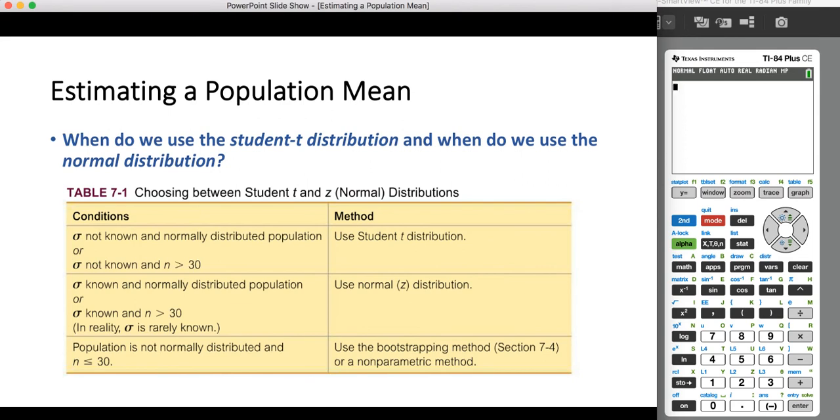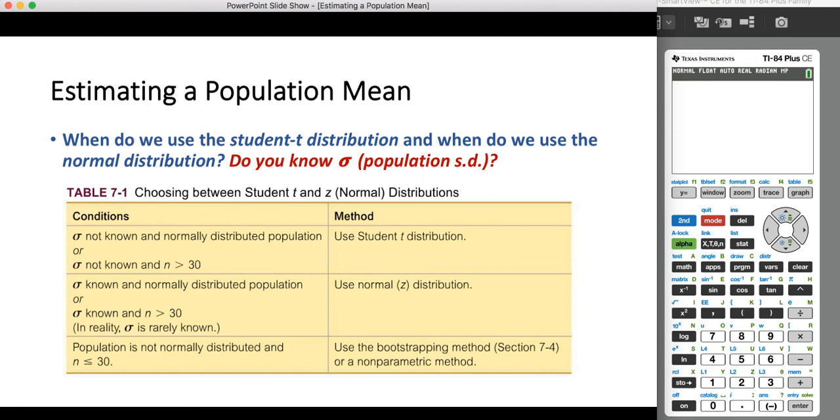Now, we've talked about the student t, and we've talked about the normal distribution already in this class. So when do we use the student t, and when do we use the normal distribution? This chart from your textbook explains it perfectly. Basically what you want to focus on is, do you know sigma? Sigma, remember, is the population standard deviation.